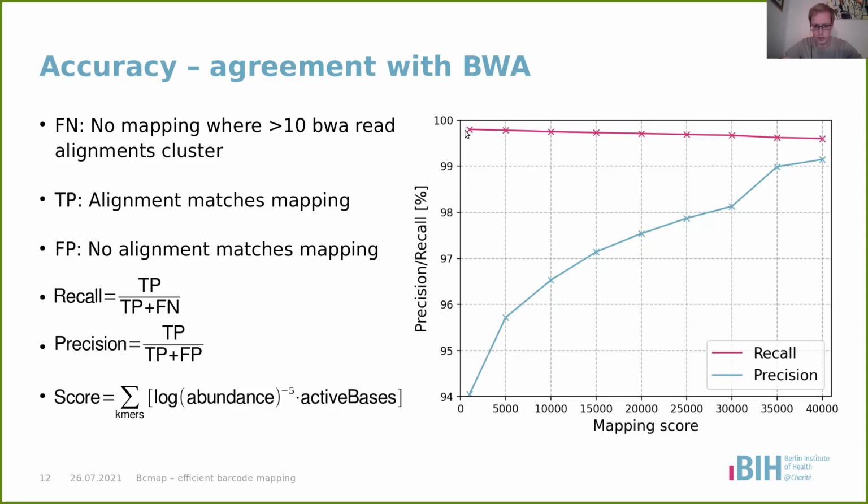And we did this calculation of recall and precision for several different score thresholds. And here we can clearly see that the higher the score, the better the mapping. So the precision for higher scores gets much better, and the recall only drops very slightly. So a mapping with a low score can still be correct, but the higher the score, the more likely the mapping is correct.